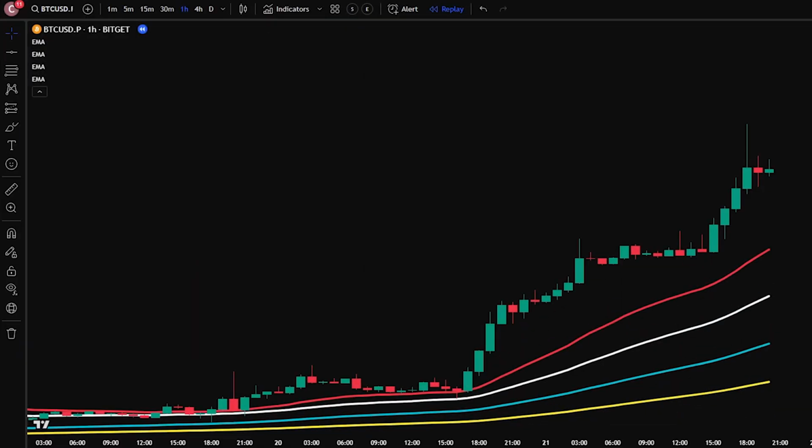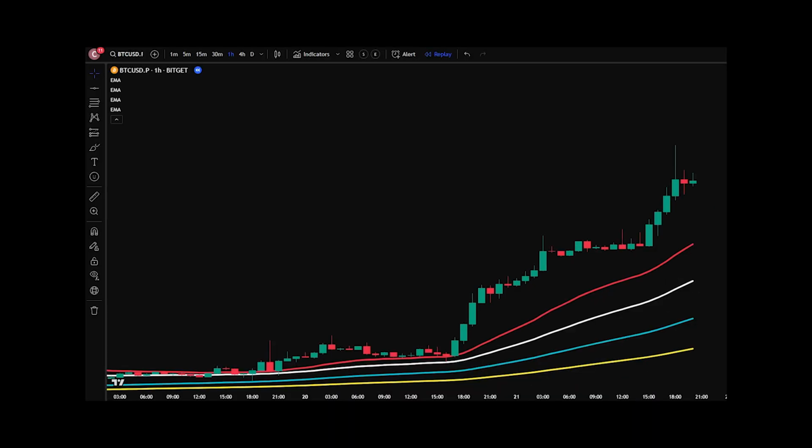Now let me show you how to avoid side markets in trading using multiple EMAs. These multiple EMAs are called an EMA ribbon. There are different variations of the EMA ribbon, but my favorite variation consists of the following EMAs: the 25 EMA in red, the 50 EMA in white, the 100 EMA in blue, and the 200 EMA in yellow.